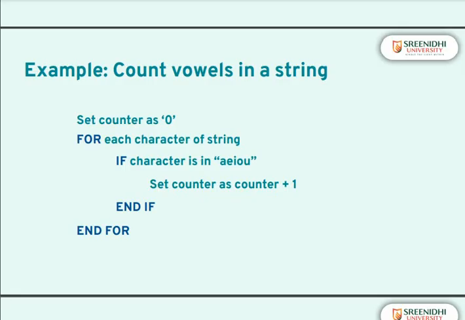So look at this example, count vowels in a string. Simple English sentences. Set counter as 0. For each character of the string, if the character is in AEIOU, then increment the counter by 1. Counter is equal to counter plus 1. You are counting the vowels in a string. And the if and for notations are completely different. For and for, if and if.